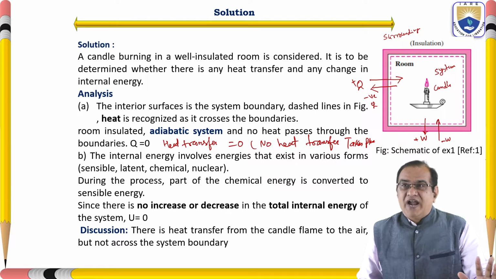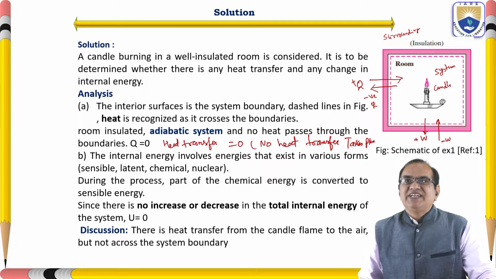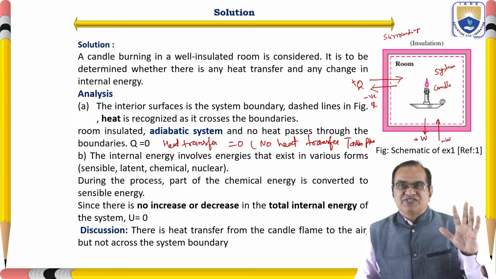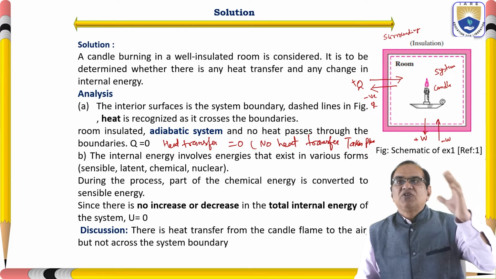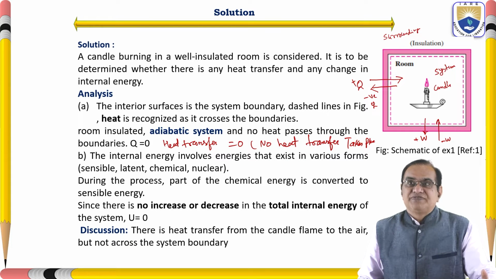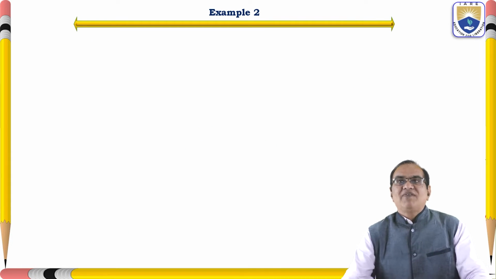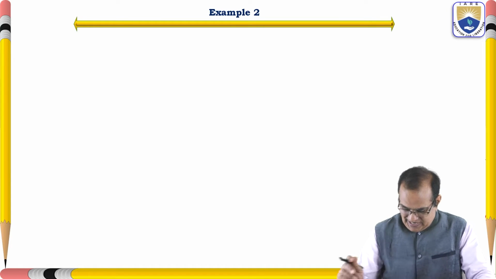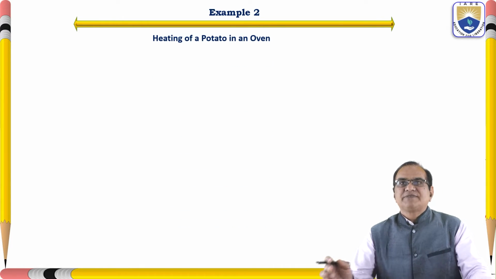Hope you have understood that in this type of scenario, you won't get any heat transfer if it is adiabatic or insulated, a 100% insulated system. You cannot get heat transfer, you cannot get your energy change. Now I will go the same way for example number 2, and let's see what is happening in this.